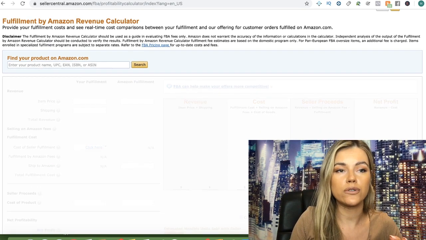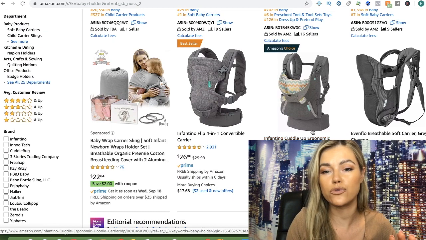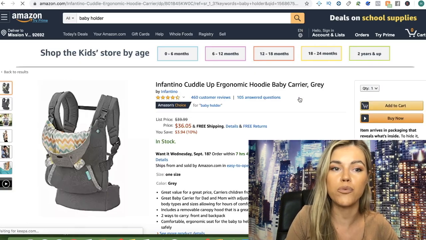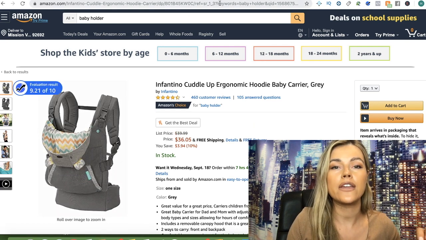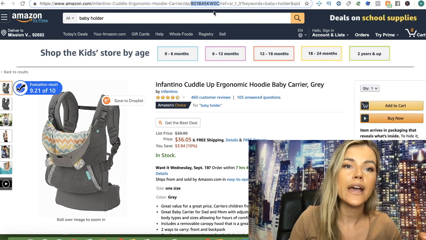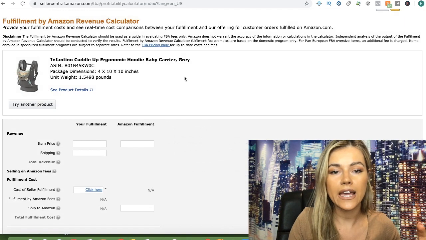What you're gonna wanna do next is pick a product. Say you've decided that you're going to source something like this. So pick something as close as possible to your actual product. If it's like a bundle, pick something that's similar and then just copy the ASIN right here, which is the number that starts with B0. And we're going to put this into the Amazon FBA calculator and search it.